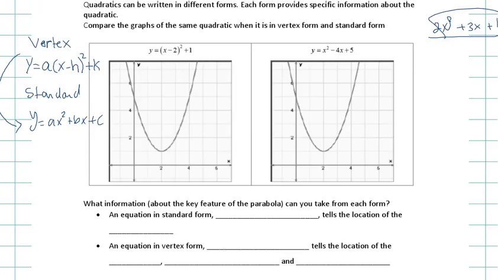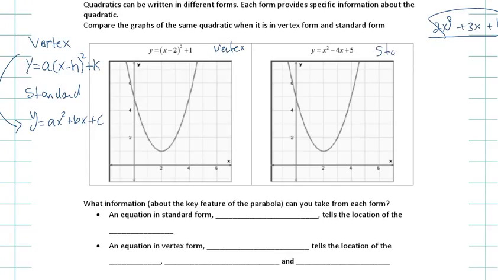Okay. Now look at the equations. What can you tell me about the equations? They're different, right? But they both represent the same graph. One is written in vertex form, and the other one is written in standard form. So this is the vertex form. This is the standard.